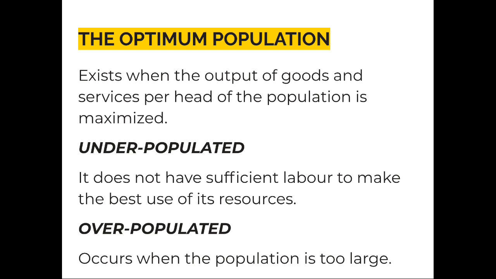The first one: if they are underpopulated, it means they do not have sufficient labor to make the best use of their resources, so they cannot maximize the resources that they have. Or let's say the other way around: if they are overpopulated, scarcity is coming. Scarcity is more real. Overpopulation occurs when the population is too large.